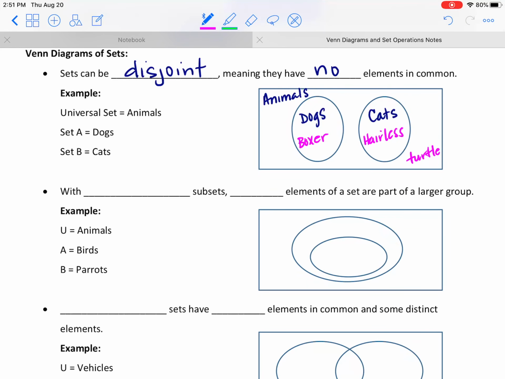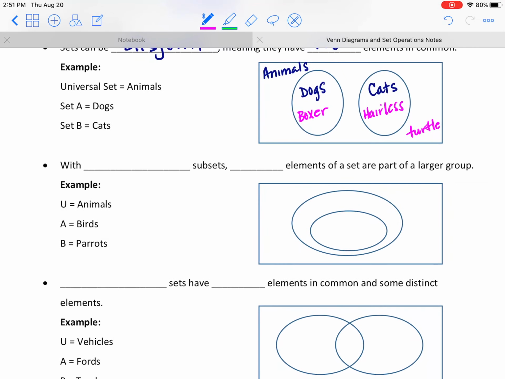Sometimes the sets have everything in common, and we would call these proper subsets. So with proper subsets, all of the elements of a set are part of a larger group. So we know a subset means we have a set that comes from another set, and if it's proper, that means that they aren't exactly the same. So that's what's happening in the next example.